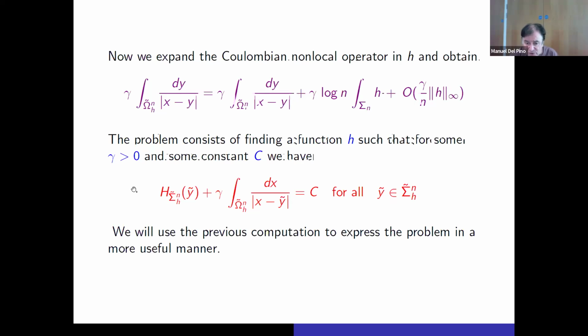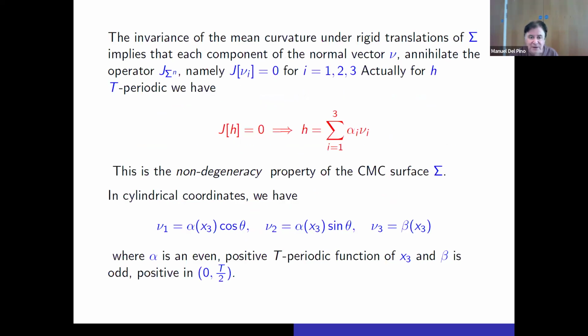So we will use the previous computation to express the problem in a more useful manner. It turns out that the Jacobi operator has some well-known non-degeneracy properties that are quite useful here. Invariance of the mean curvature under rigid translations of sigma implies that each component of the normal vector nu annihilates the Jacobi operator. These guys belong to the kernel of the Jacobi operator.